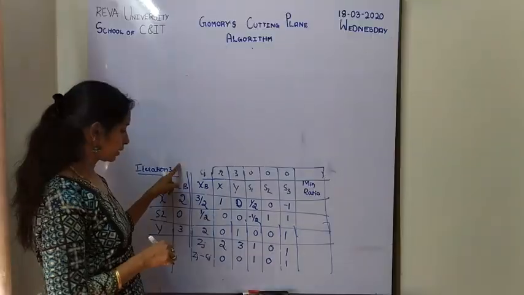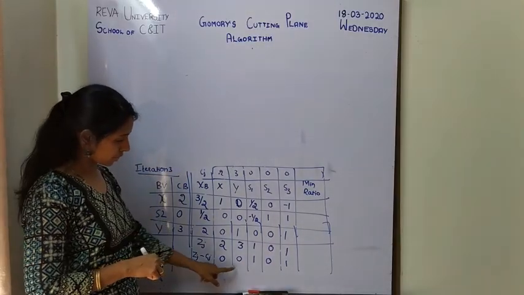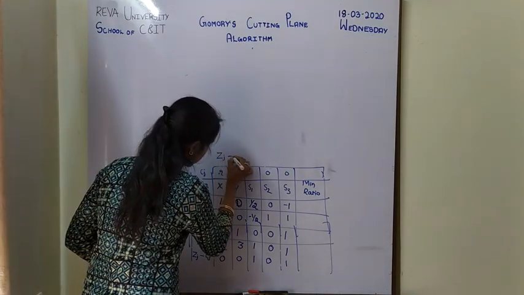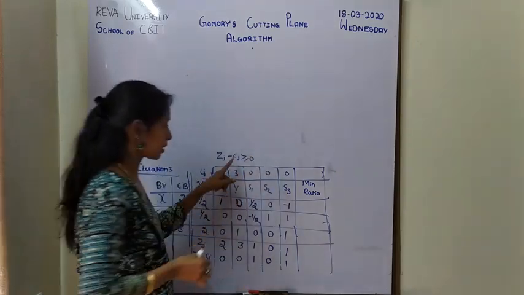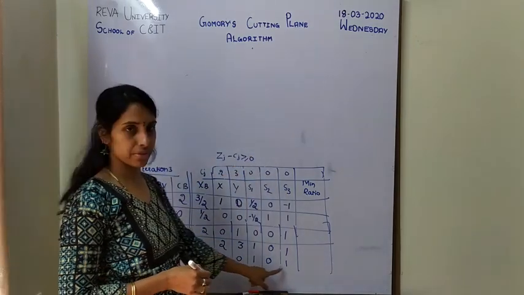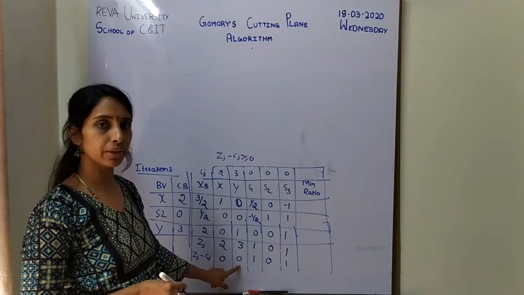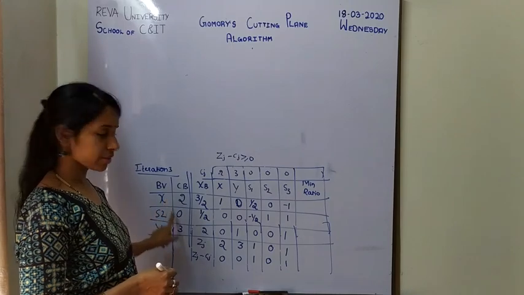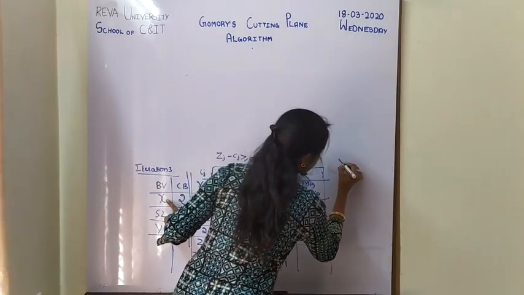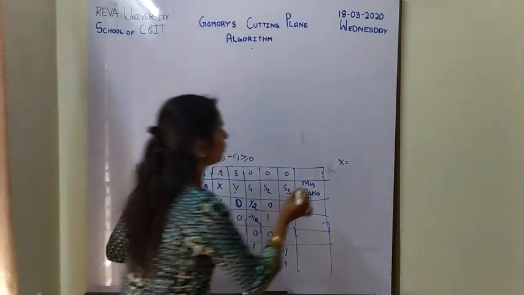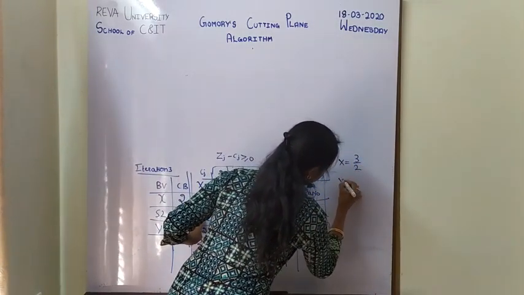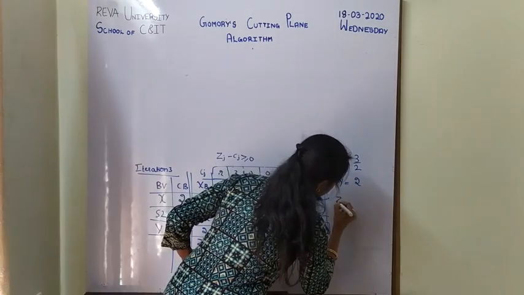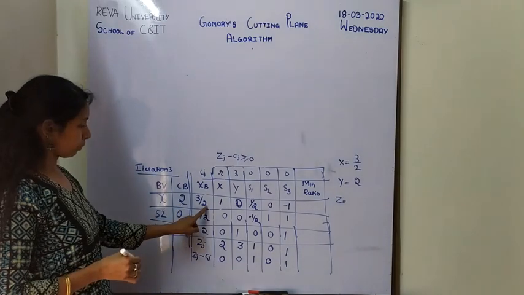In this iteration we can see that all the Zj minus Cj values are positive, and the optimality condition for maximization is Zj minus Cj should be greater than or equal to 0. So all the Zj minus Cj values are greater than or equal to 0 here. So we have to stop the iterations here. Write the values of x and y. The value of x is equal to 3 by 2. The value of y is equal to 2.